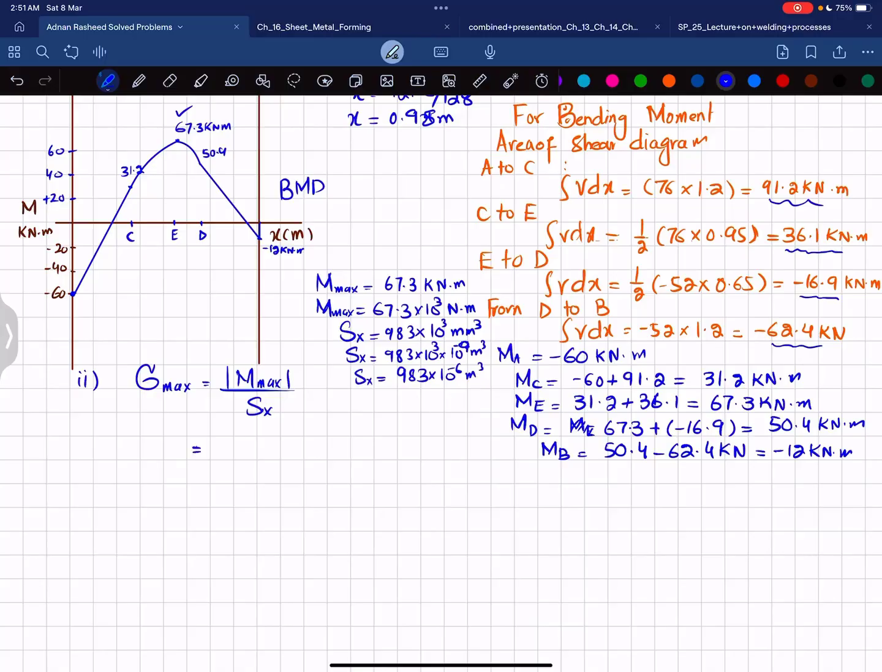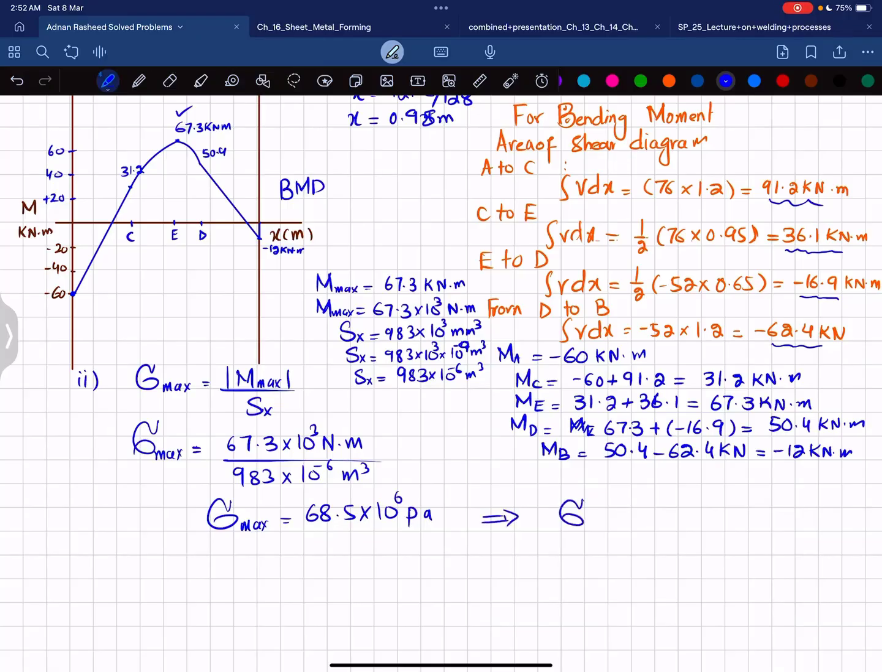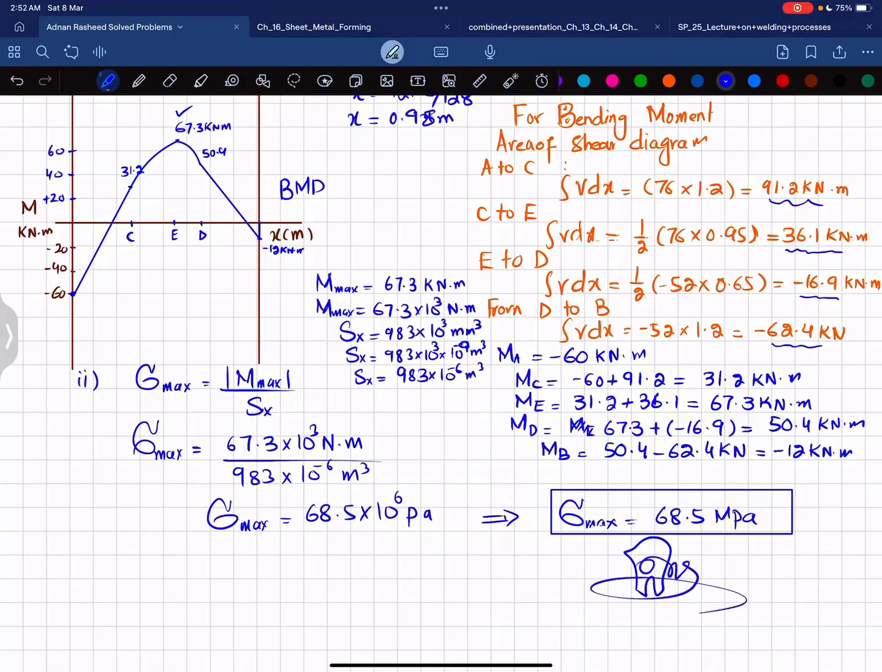Now you have both the values, just plug them in. 67.3 into 10 to the power 3 Newton meter divided by 983 into 10 to the power minus 6 cubic meter will give you maximum bending stress. And this maximum bending stress will be equal to 68.5 into 10 to the power 6 Pascal, because Newton per meter square is Pascal. And if you want to get it in megapascal, it will be 68.5 megapascal. And which is the answer of our second part.